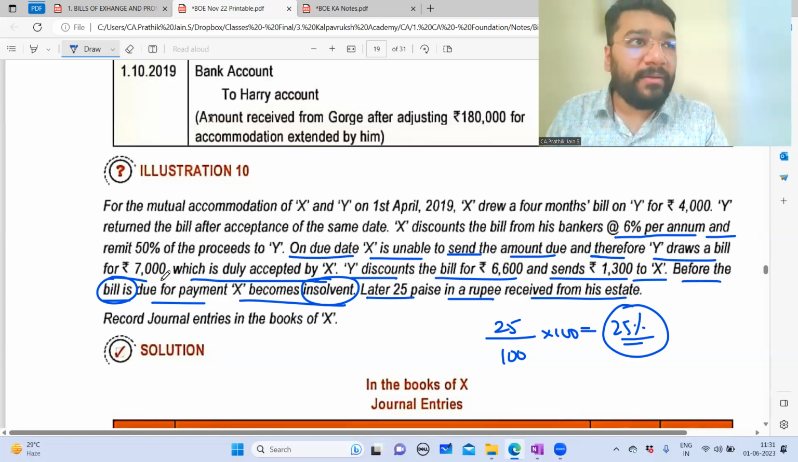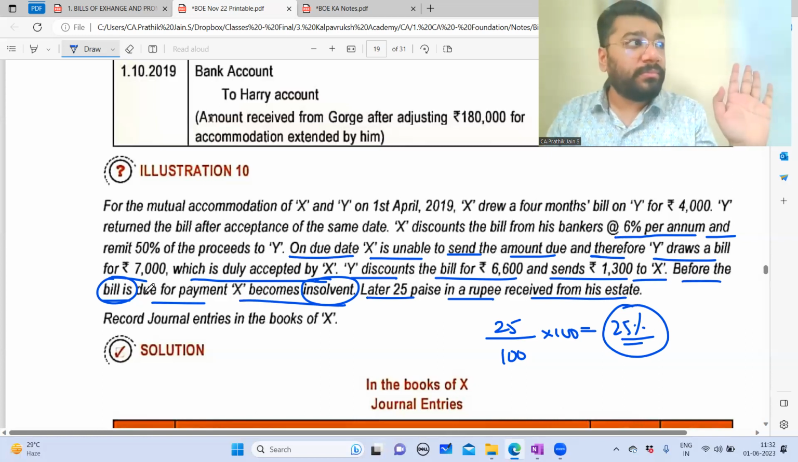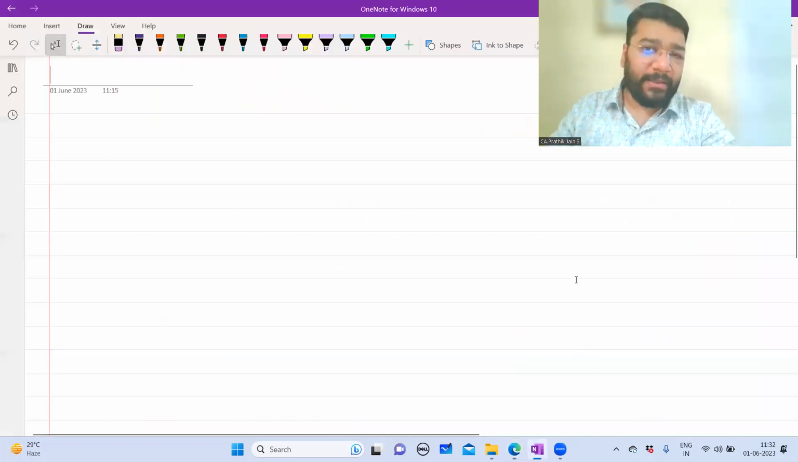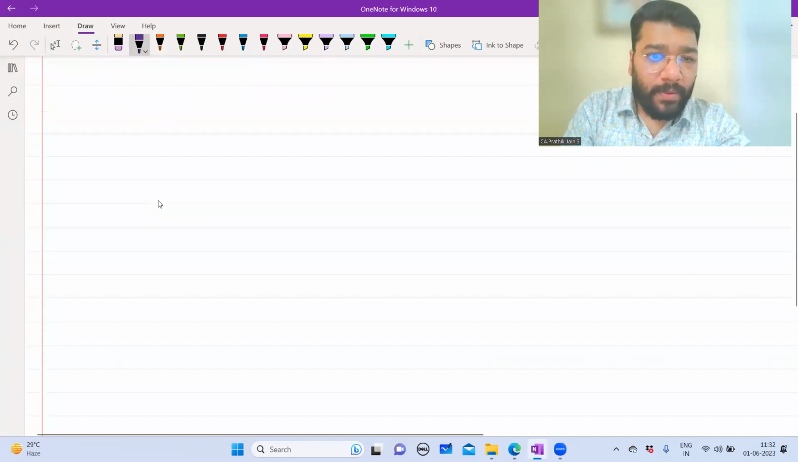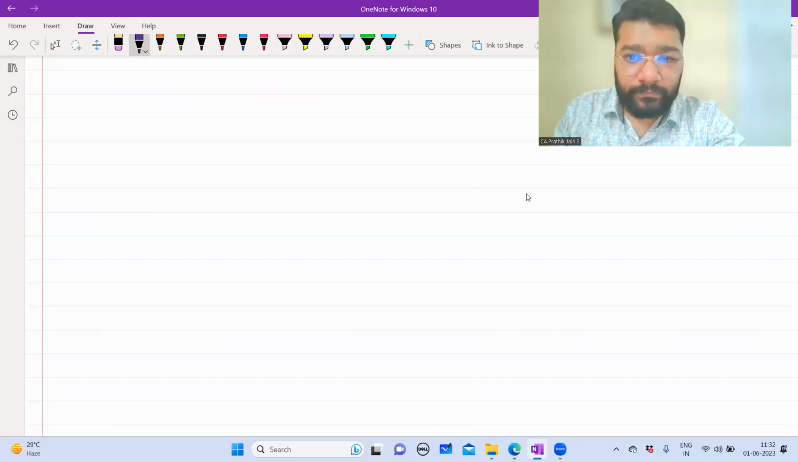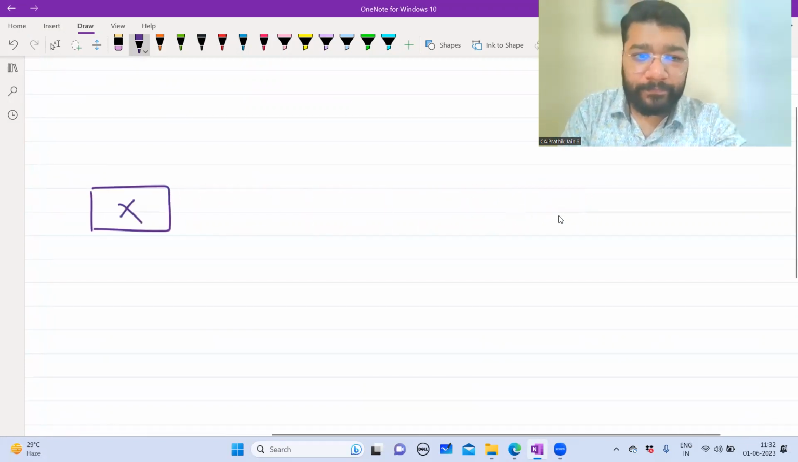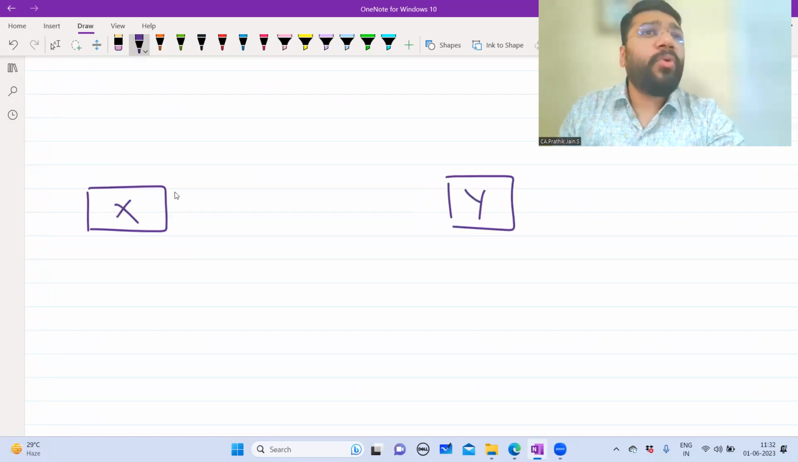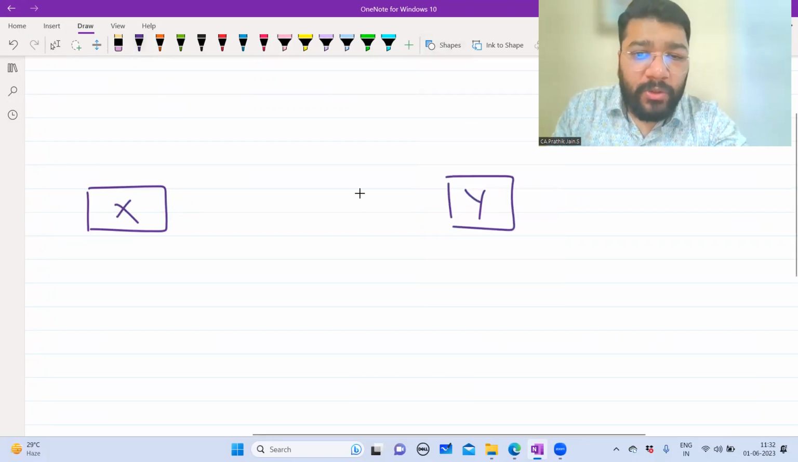Now, whatever question I have read, if you have understood something, well and good. If you have not understood anything, I'm still happy because I'm going to do a diagram now. With that diagram, you will get clarity. Now, people, X, Y. Just keep doing the diagram along with me and understand the diagram. Guys, X is drawing a bill. X is drawing a bill on Y.